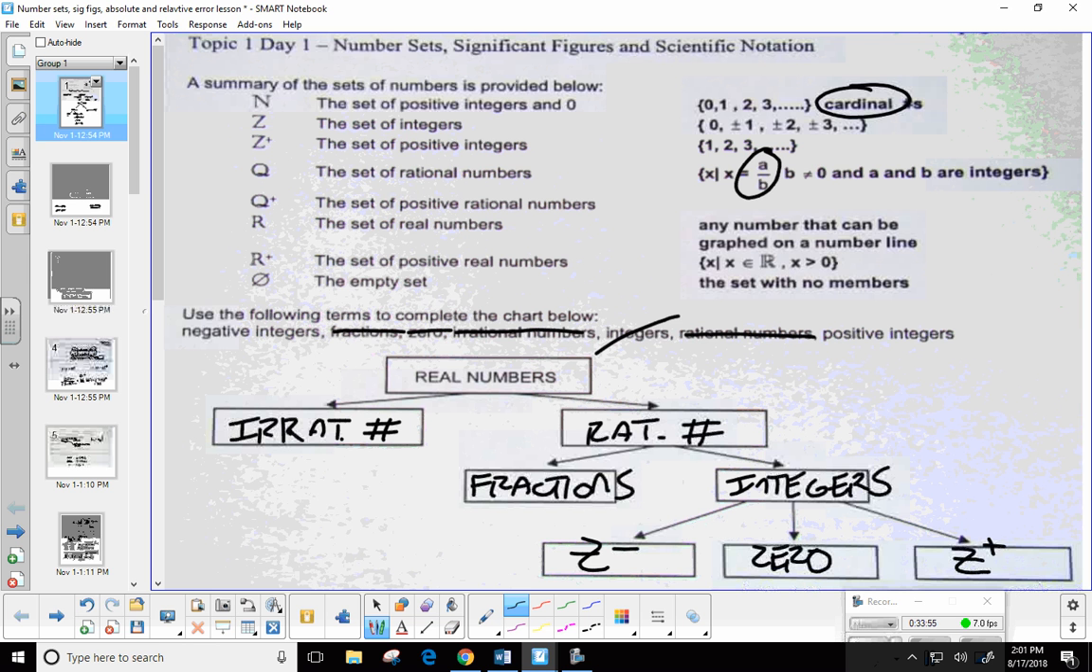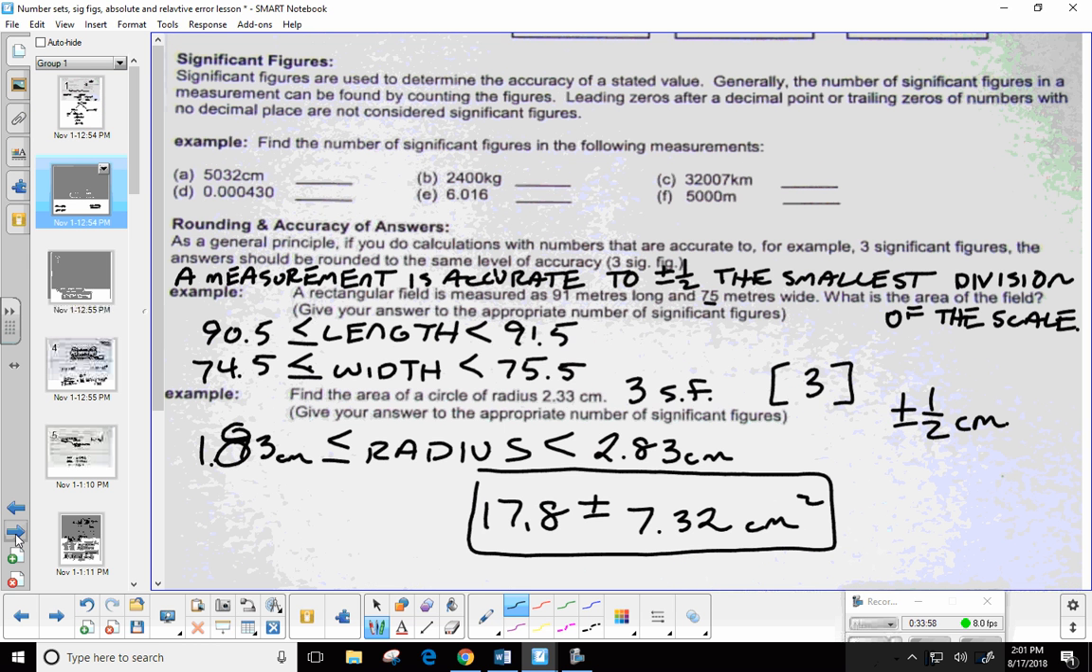All right. And this is what I really wanted to get to here. Now the measurement, this is kind of foreshadowing error approximation, okay, and accuracy. That's something that we're going to get into later. So I'm not concerned with that right now, but let's take a look at sig figs. Significant figures are used to determine the accuracy of a stated value. Generally, the number of significant figures in a measurement can be found by counting the figures. Leading zeros after a decimal point or trailing zeros of numbers with no decimal place are not considered significant figures.